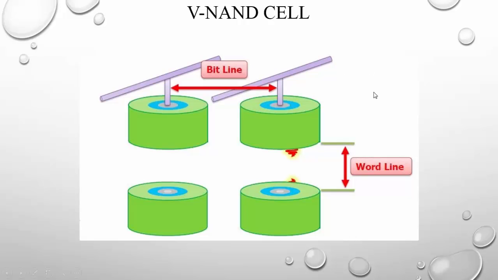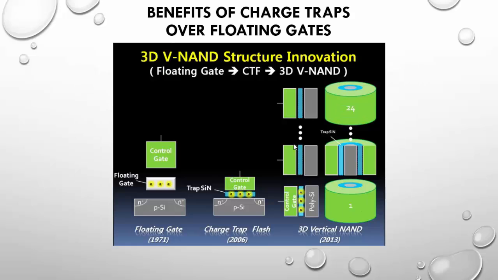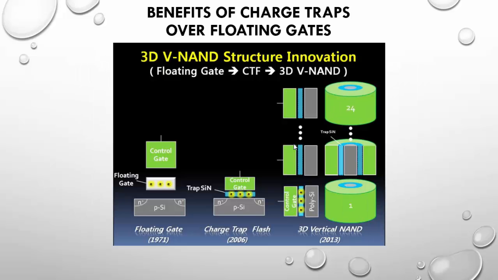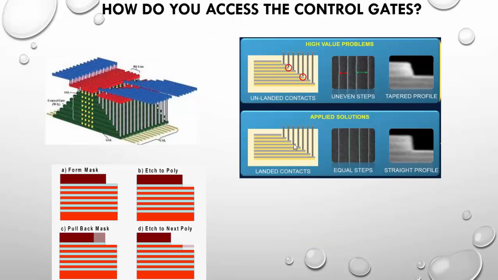So this is basically the V-NAND cell which I was talking about earlier. This is the pattern of the V-NAND cell, and this is what they're going to use in 3D NAND technology. So we already did that, I think. Oh yeah, so the benefit of charge traps over floating gates, that's what we were talking about just before, how charge traps are going to be beneficial over floating gates.